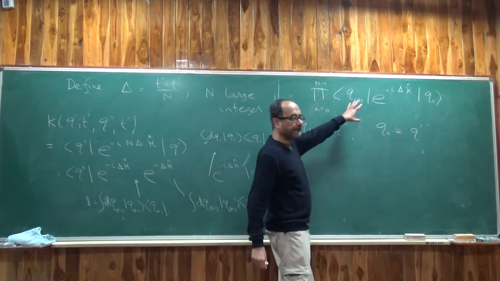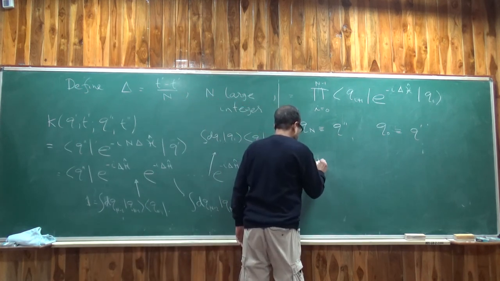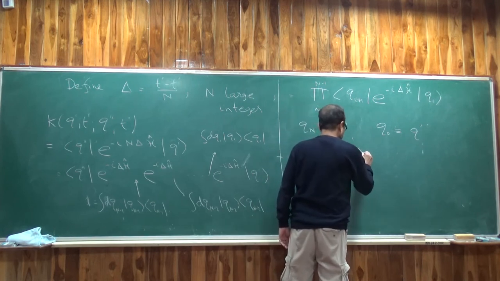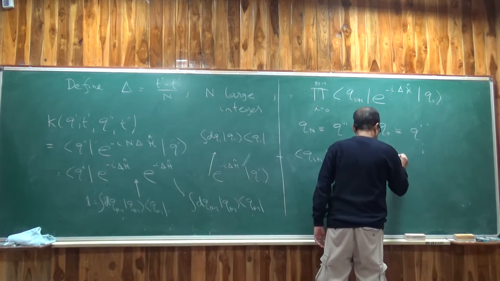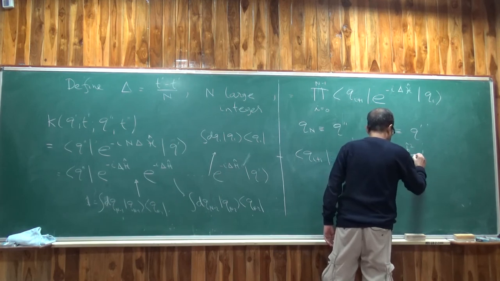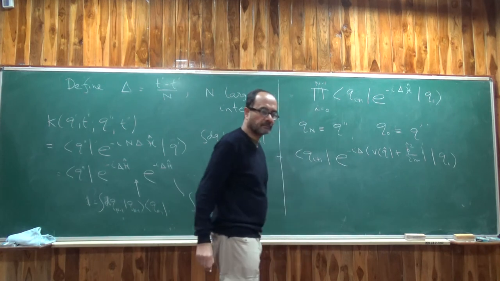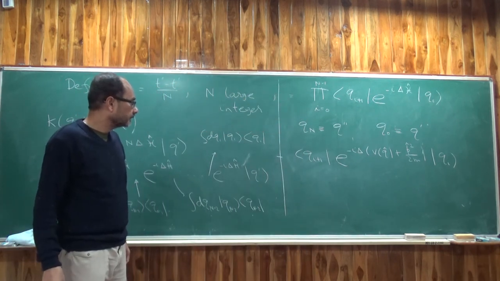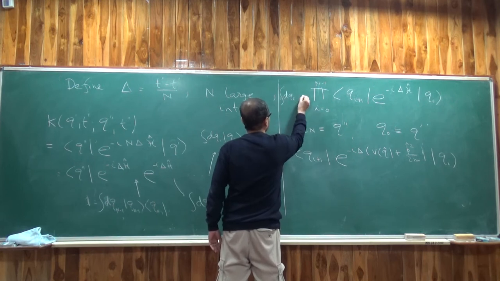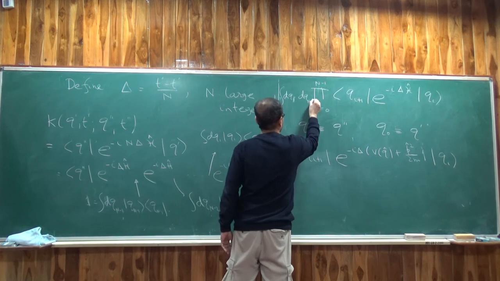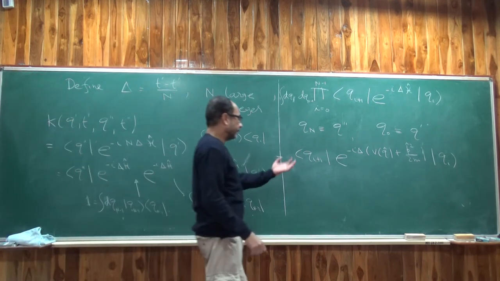So we now want to evaluate this. Our goal is to evaluate q i plus 1 e to the minus i delta. Now, let me write down the expression for h hat. H hat is V of Q hat plus P hat squared over 2m. The integral I'll be performing later. Integral dq1 to dq n minus 1. So you have to evaluate this.